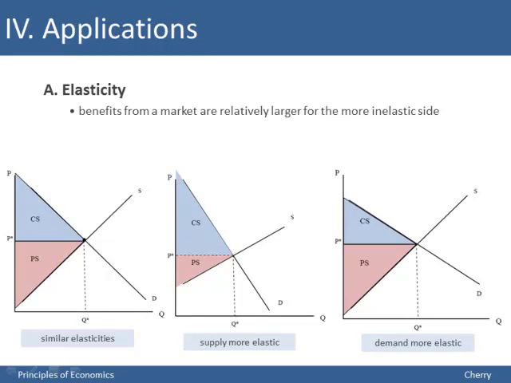First, let's look at elasticity. You remember elasticity is how responsive buyers and sellers are to price changes. And in this case, we're talking about price elasticity of demand and price elasticity of supply.